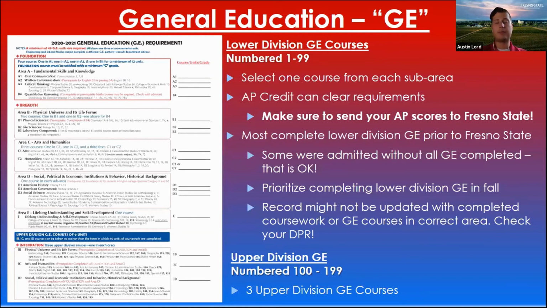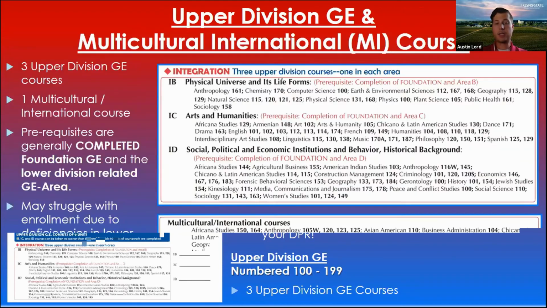You may not have every single area fulfilled, in which case, I'll talk about this in a second, that may lead to some slight issues with registration, just in upper division GE classes, where they're looking for these lower division ones. And so we'll get to those and prioritizing those in a second. And then upper division, again, there are 3 upper division GE courses, and those do have their own slides. So I think I'll just move on to that now and really dig into that area.